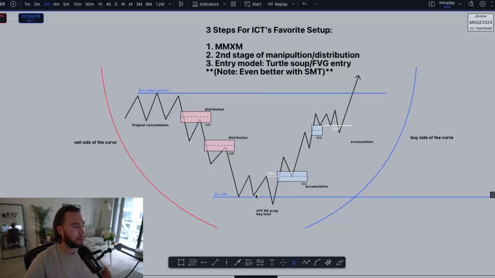So the market runs below these relative equal lows, and then we immediately reprice higher. This is a key component of the actual entry model. So I just want to recap. We have the sell side of the curve.